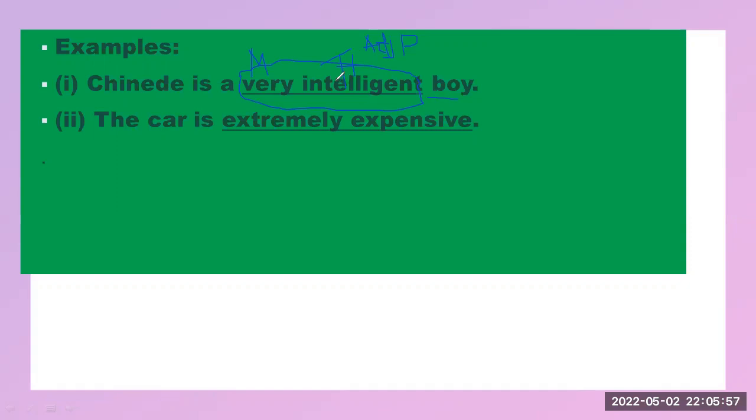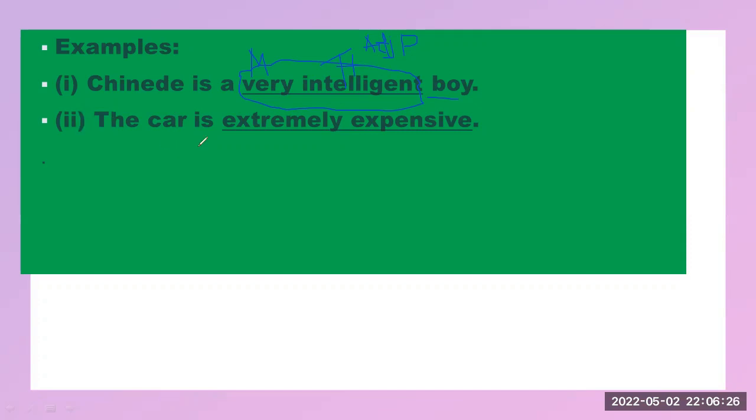And so in answer to that, you can come up with the adjective phrase, Chinede is a very intelligent boy. You have specified the type. So what an adjective or an adjectival phrase does is to specify the type of person being talked about by describing him or her. All right? Then let's look at the second example.